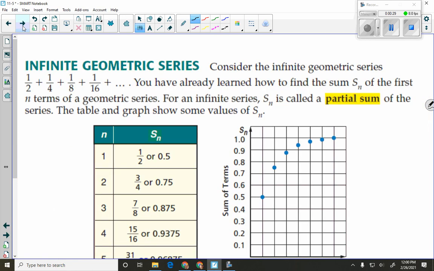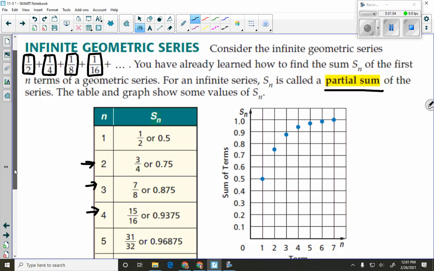So an infinite geometric series, if we look at it, if I say 1/2 plus 1/4, if I start with these and add them together, that's 3/4. A partial sum is when I add only so many terms. If I only add 2 terms, I'm at 3/4. If I add another eighth to it, now I'm at 7/8. And do you notice I'm adding less and less and less to that?